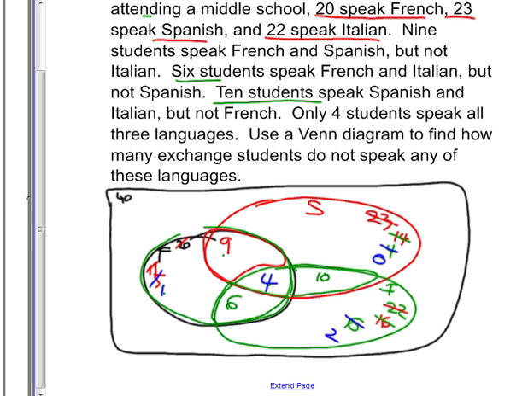How many Spanish-speaking students were there? There were 23. So I've got 0, 0, plus 10, plus 4 would be 14, plus 9 would be 23. So the total number of Spanish-speaking students is correct. And let's look then at Italian-speaking students. I've got 10, plus 4, plus 6 would be 20, and there's 2 left over. So all of my numbers check out. I've got all the numbers recorded here.